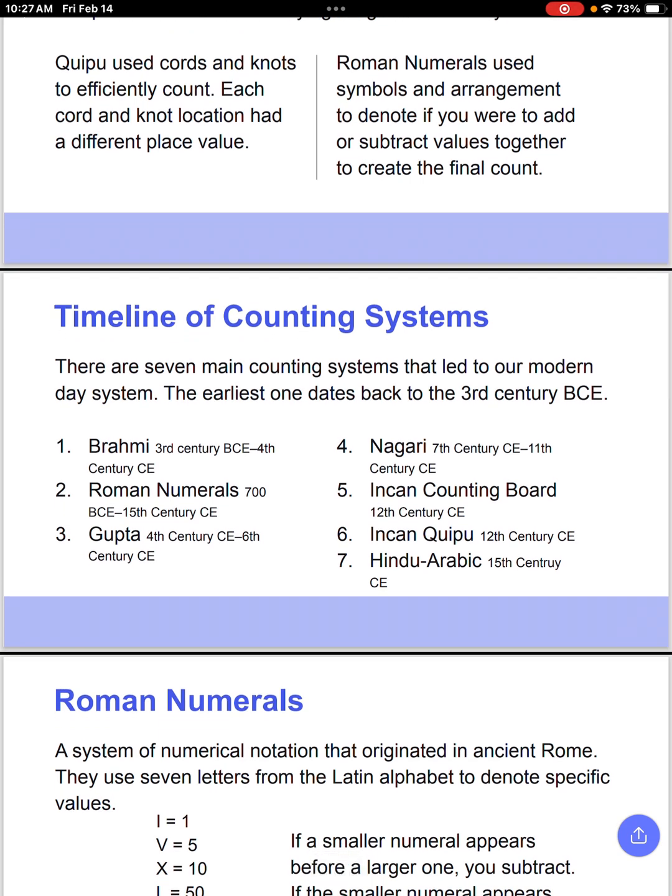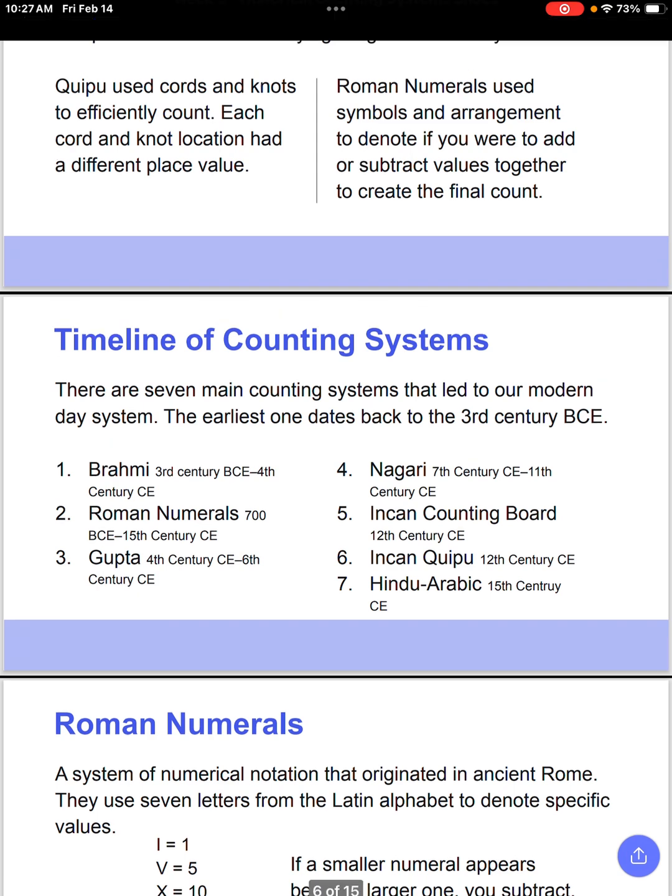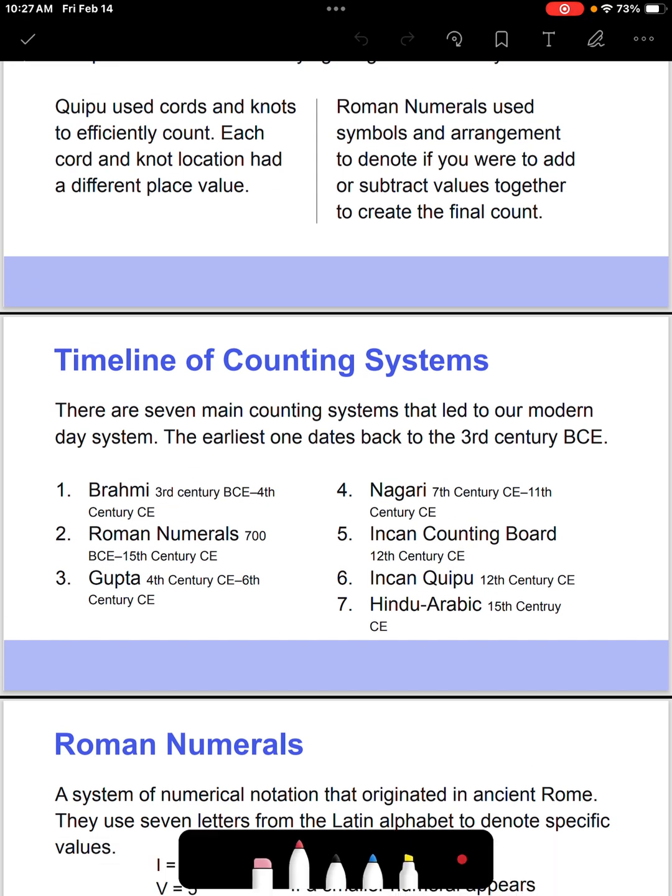Here are some examples of different timelines of counting. There are 7 main counting systems that lead to our modern day system. The earliest ones date back to the 3rd century BC. Here are some examples of where we came from. Of all of these, one that we utilize a lot today is the Roman numeral system. That's still used a lot, like you see in Super Bowls, in Olympics, and things like that. That's probably the most prevalent one that still is around.